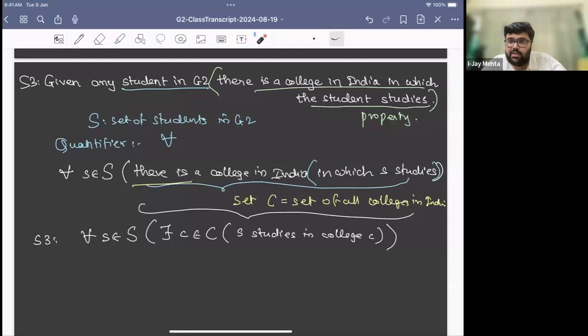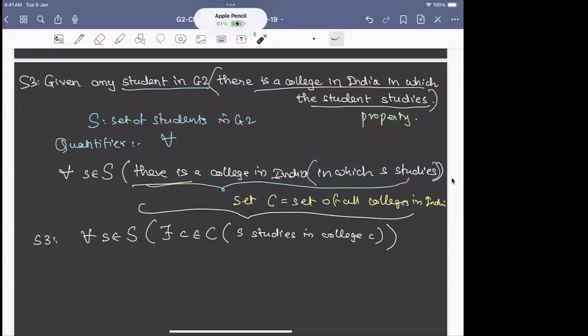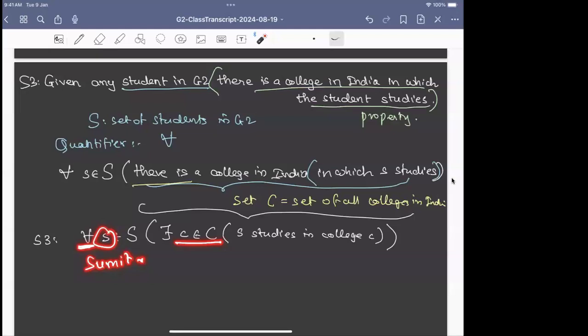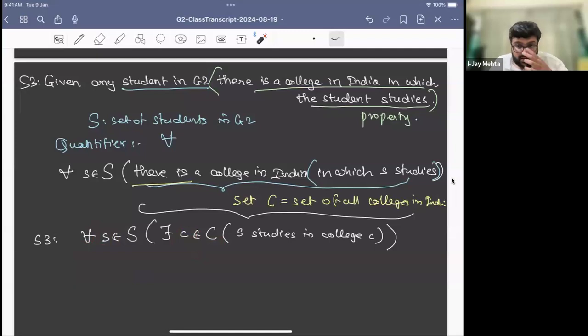Now I'm asking, is the statement true? How many of you think the statement is true? How do you check? Let us start with Sumit. So I'm choosing the student Sumit from the set of all students. I have to ask each and every one of you, given any student. First start with Sumit. Sumit, can you find a college in which you are studying? Yes, sir. What is your college? SPDM College, Shirpur. Okay, SPDM College. So for Sumit, there is a college.